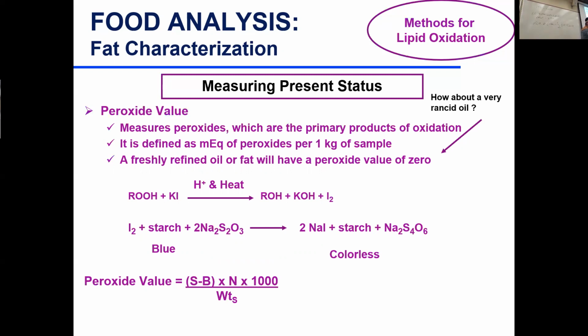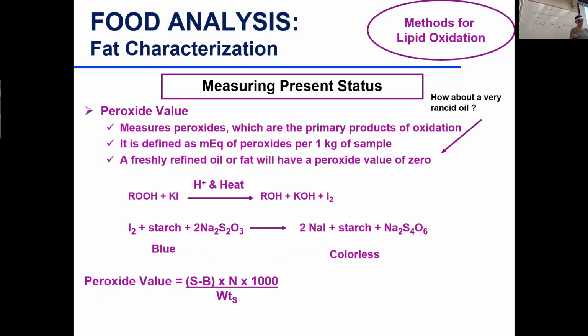It measures peroxides, from the name. Peroxide value measures peroxides, which are primary products of oxidation. So you're taking fat, lipid chemistry in food chemistry, so you should know what the primary products of oxidation are. And so you always have to remember what the value measures, so it measures peroxide, and how it is defined. It's defined by the unit, so it's milli-equivalent of peroxide per 1 kilogram of sample.